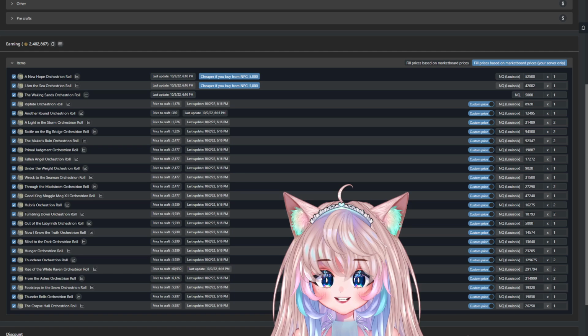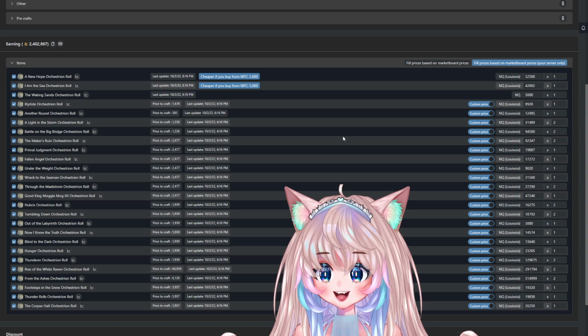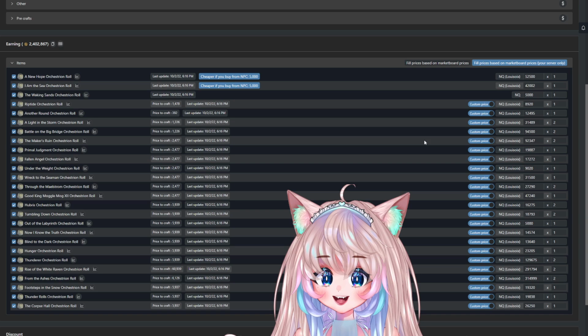And especially some of these are quite expensive. A Light in the Storm, 1.2k to craft, but you can sell it for 31,000. Again, the Battle on the Big Bridge, 1.2k, what we just saw, and sellable at 94,000 per month. The Maker's Ruin, craftable at 2.4k, and you can sell it for 92k each.